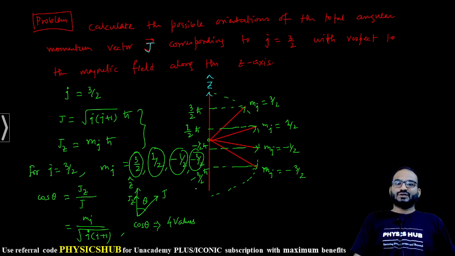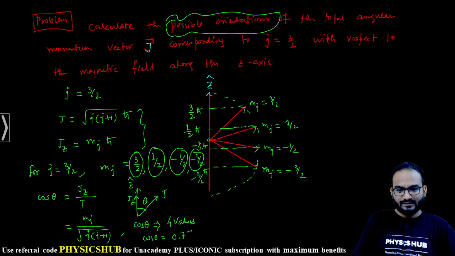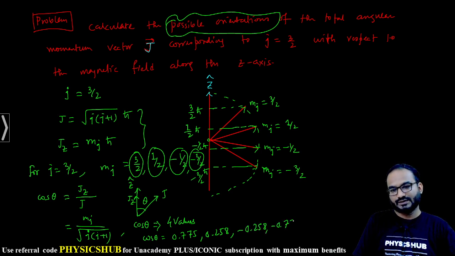Okay, so possible orientations you have to find out. You can easily get it from here by taking the different values of mj. By putting this value of mj, you get the values of cos theta. So precisely I am writing the value, you can check it, you can match it. 0.775, 0.258, minus 0.258 and minus 0.775. So in this way you can calculate.